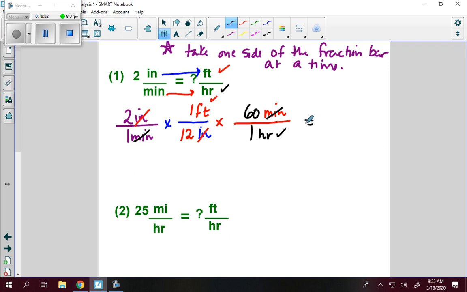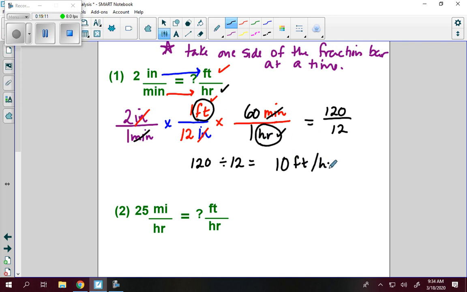And I can say 2 times 60 is 120 over 12 times 1 times 1 is 12. So I do 120 divided by 12, and I get 10. And then my label is in feet per hour, because those are not canceled. Feet per hour.